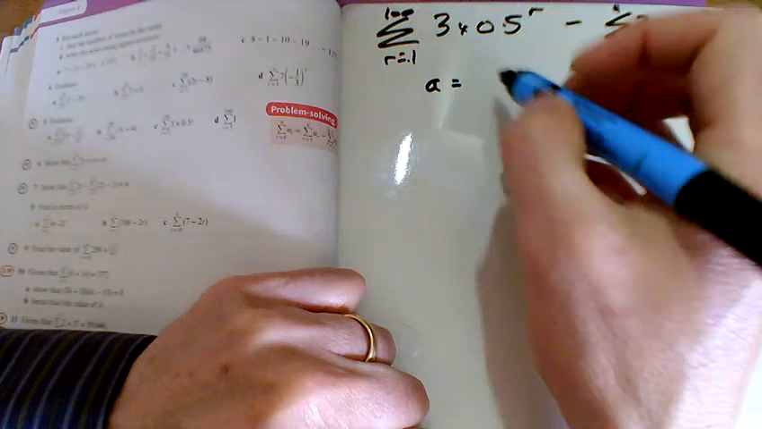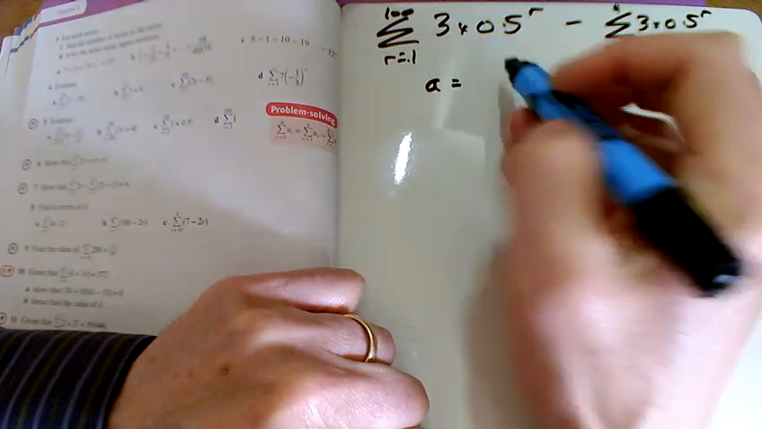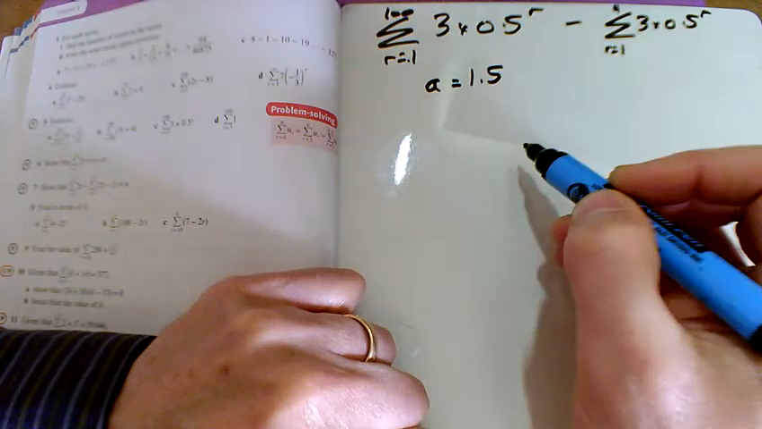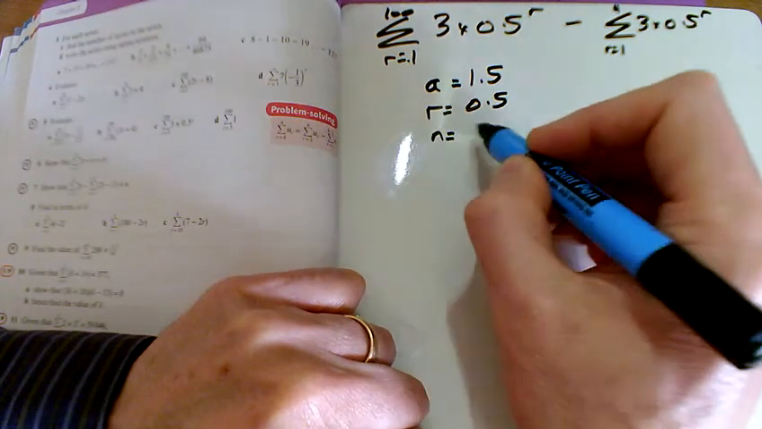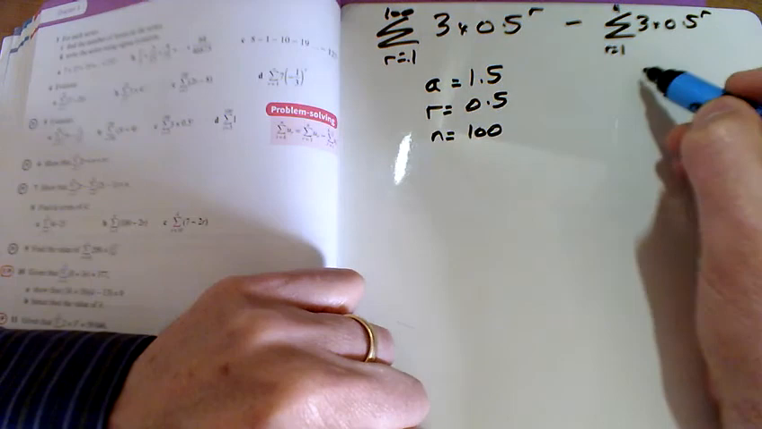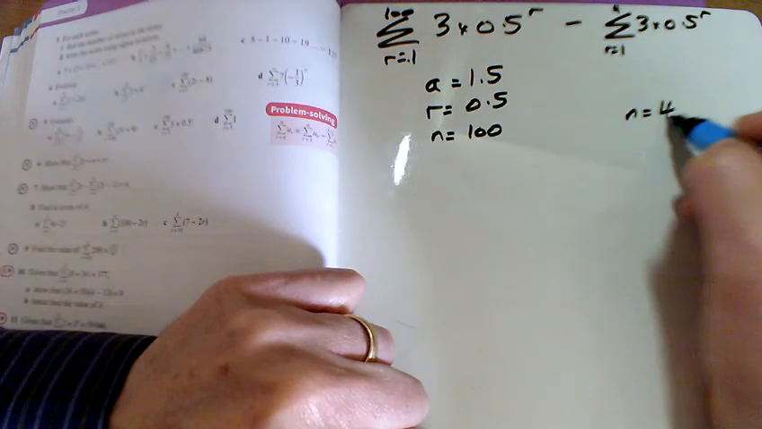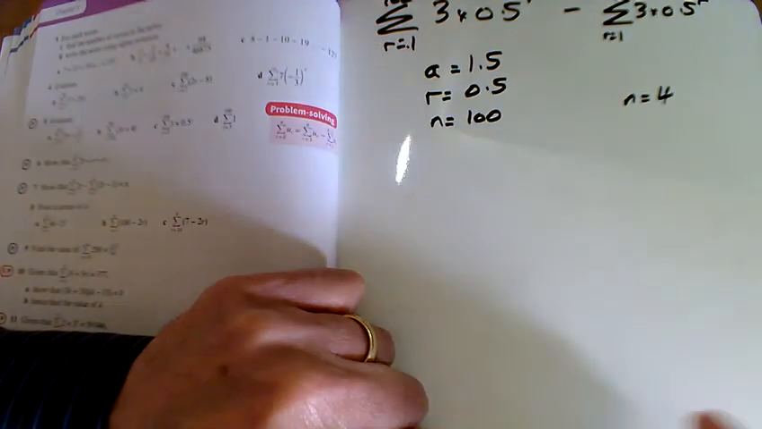For here, a is equal to 3 times 0.5, so we've got 1.5. r is equal to 0.5, and this time n is 100. This one here, you've got the same, but n is 4. Tap that all in, and you can get your answer.